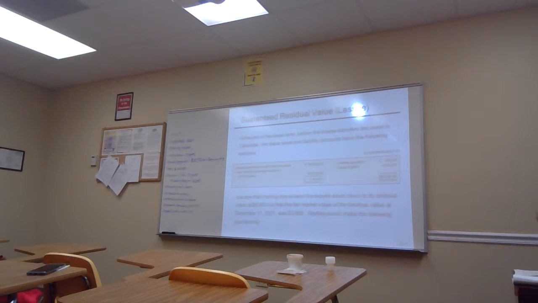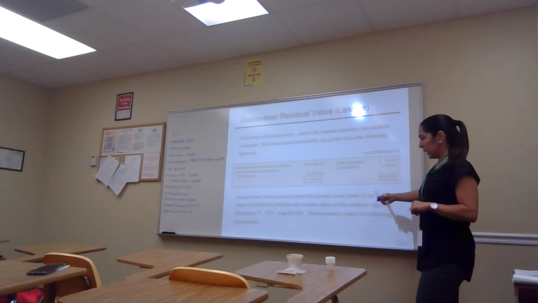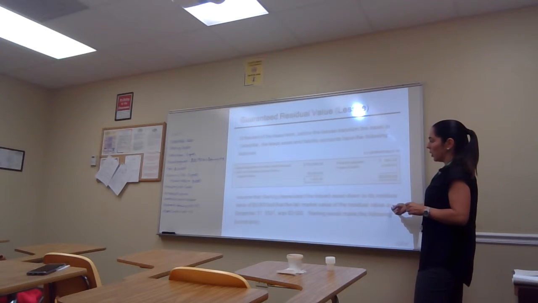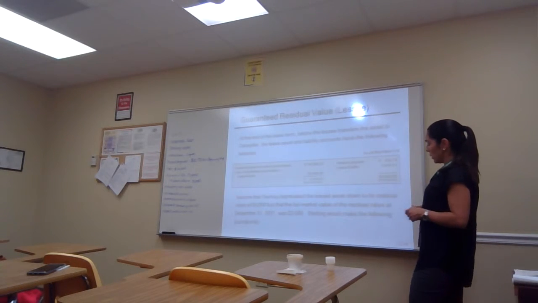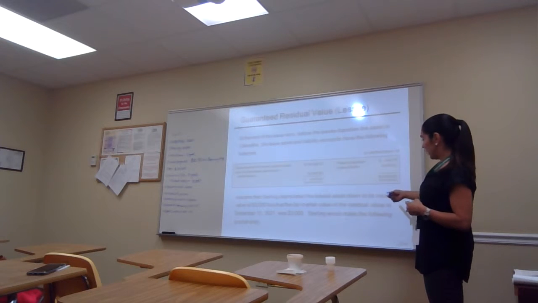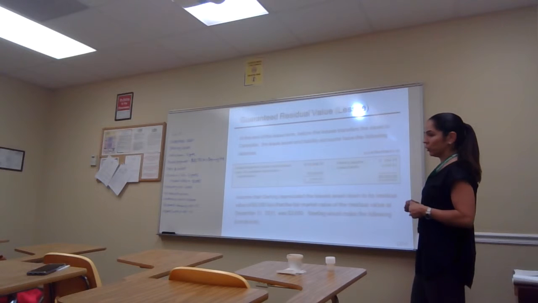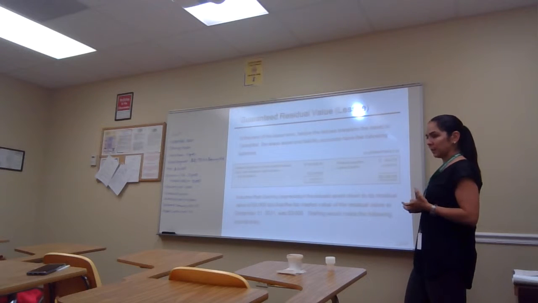So down here it says, assume that Sterling, who's the lessee, depreciated the lease asset down to its residual value of $5,000, but that the fair market value of the residual value on December 31st was $3,000. Sterling would make the following journal entry. So as you can see in this situation, the residual value is 5, but the fair market value is 3, so there's a $2,000 loss.